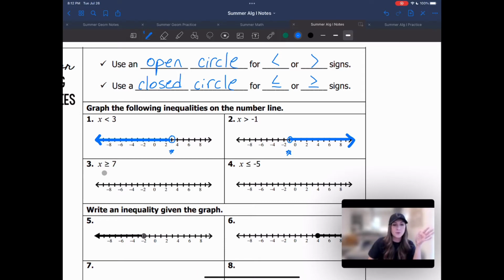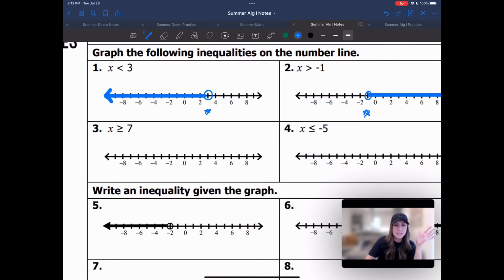How about number 3? This one here says x is greater than or equal to 7. So this is going to be one where we use a closed circle instead of an open circle.